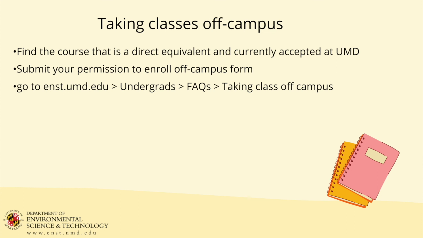You may also want to take a few classes off campus. In this case, you have to find a course that is direct equivalent and currently accepted at UMD and submit a permission to enroll off campus form, which you can find under the Undergrads Frequently Asked Questions tab on our website. Remember that for each of these policy exceptions or for taking classes off campus, you have to speak with your advisor first and then continue the process of applying.